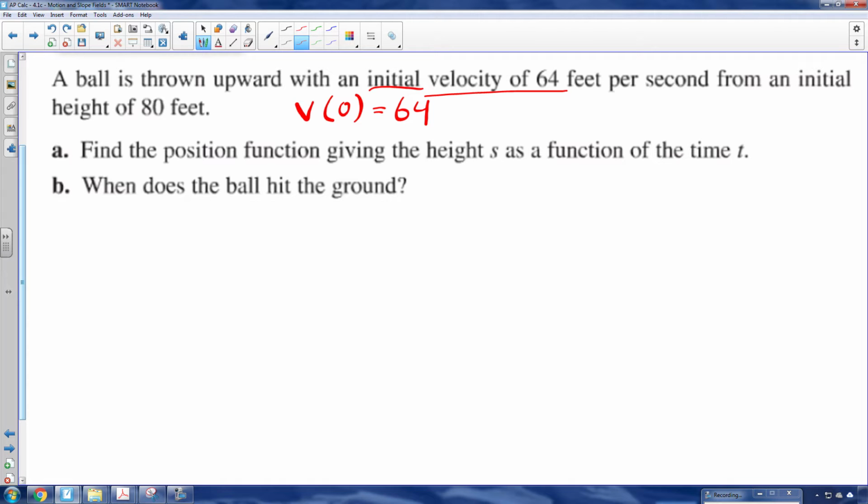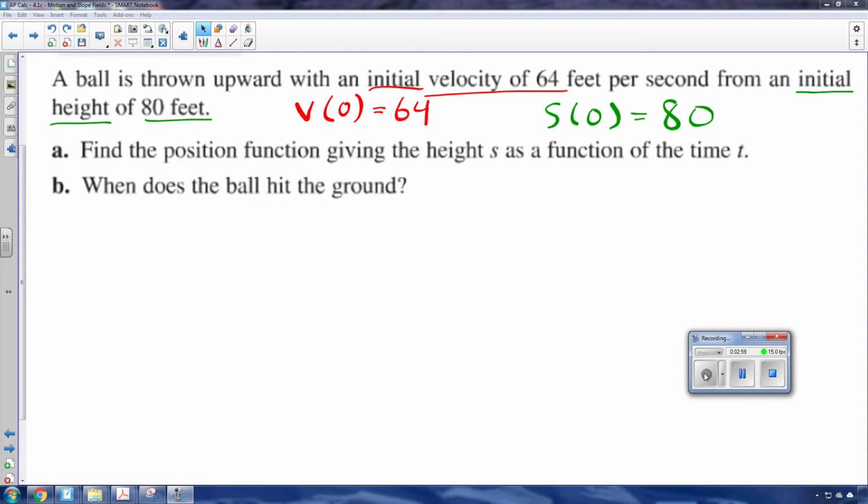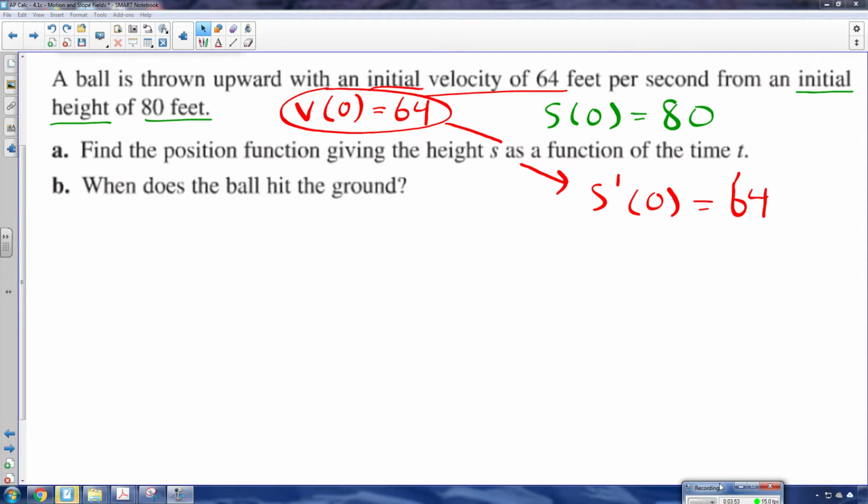And they also say that it's from an initial height of 80 feet. So I'm going to say the position s at 0 is 80. So that's a little bit of what we're trying to go with. And let's just take a second and think about that. What we really need to do is work backwards all the way from acceleration. So I'm going to erase this right now. We might use it later.